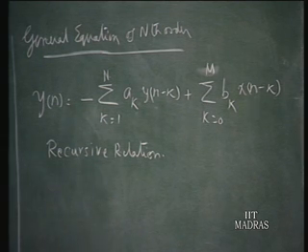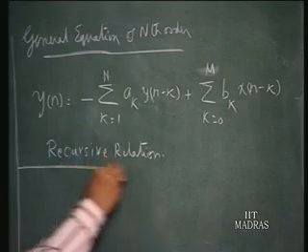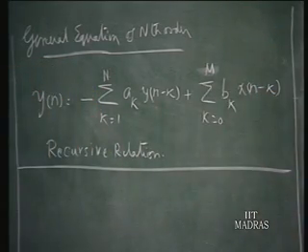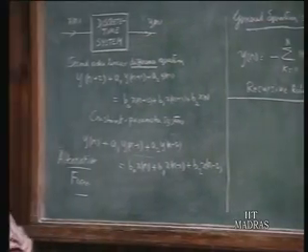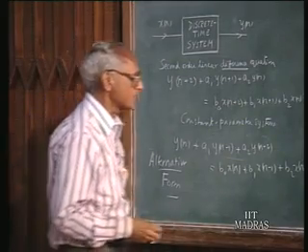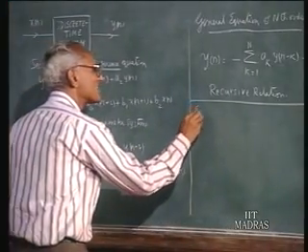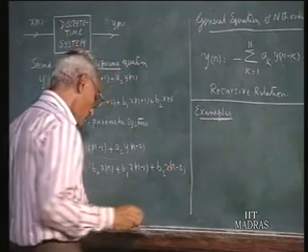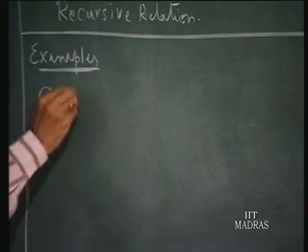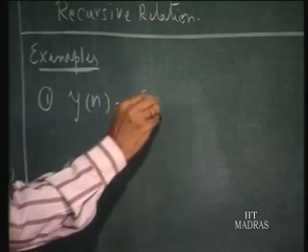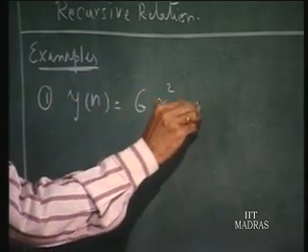Now let us consider some examples of difference equations which may or may not be linear, which may or may not belong to time invariant discrete systems, just to bring out the difference between the various types of systems. Examples. Suppose I have y[n] equals 6 x squared [n minus 2].